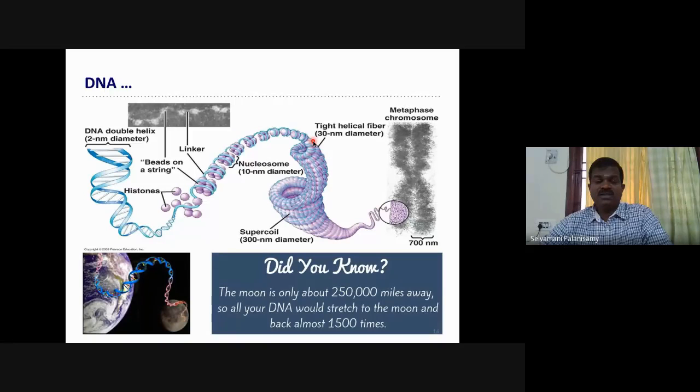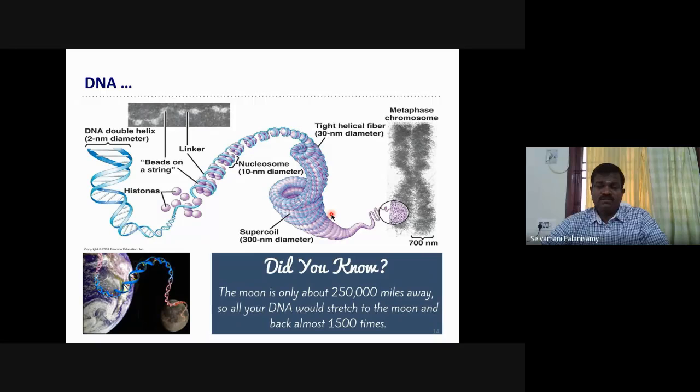And this coiled structure of DNA is maintained due to the presence of histone proteins. The histone proteins keep the DNA strand intact in the supercoiled structure. Now this 2 nanometer diameter DNA double helix is supercoiled into a 300 nanometer diameter structure. And the tight helical fiber is 30 nanometer in diameter. This set of proteins along with the strand is called a nucleosome, which is around 10 nanometer in diameter. There are some linker strands, so it is available in the form of tightly packed spring-like coils.